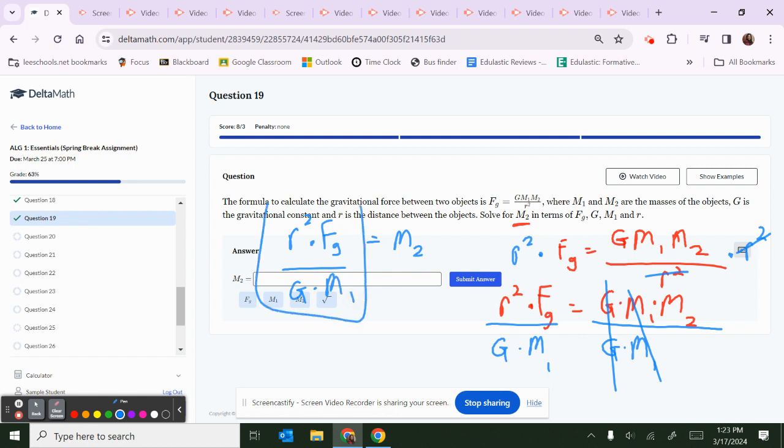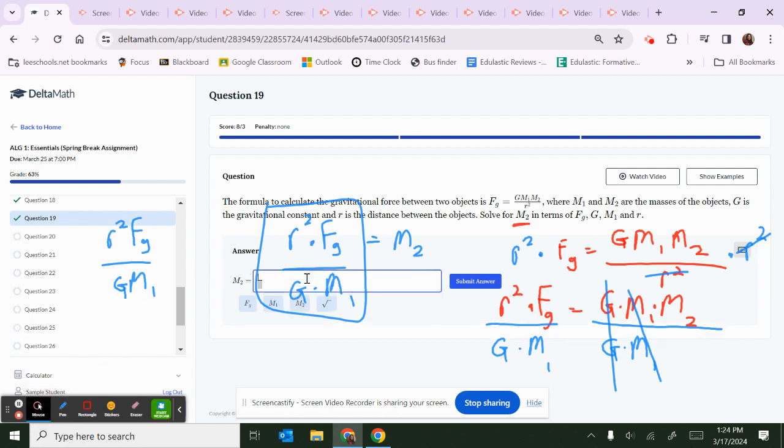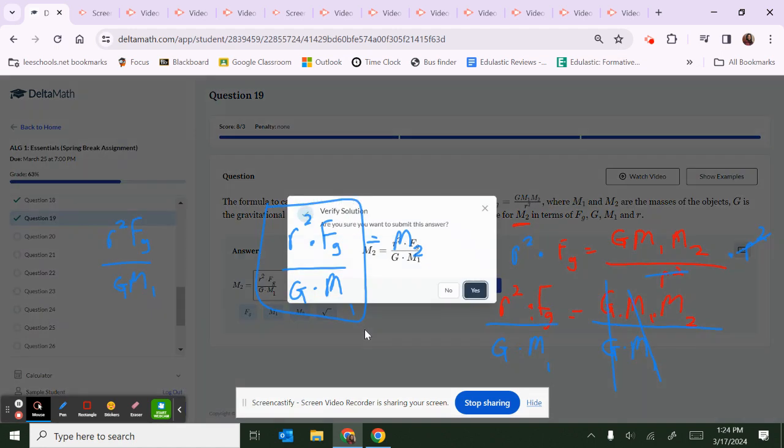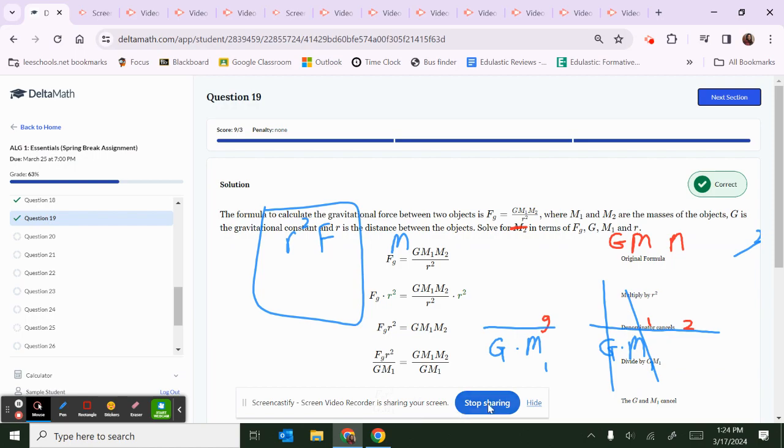All right. So again, that's your answer. Or you could write it as r squared Fg over G m1. Because again, when you don't see an addition or subtraction sign, what do you assume is happening? Multiplying. So again, either one of these would work. All right. So fraction r squared being multiplied by Fg, and then we have G being multiplied by m1. All right. So again, guys, just like that. Okay. So good luck, guys.